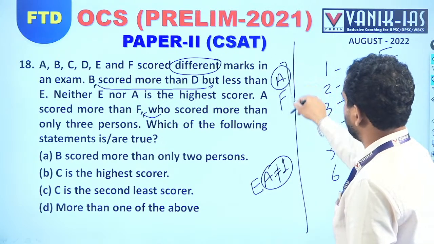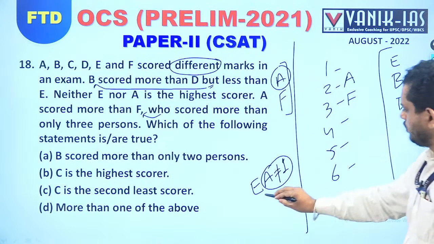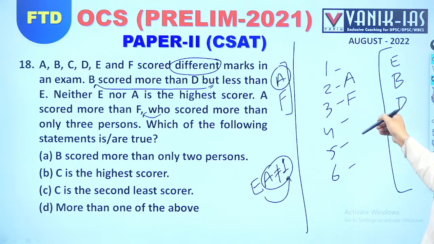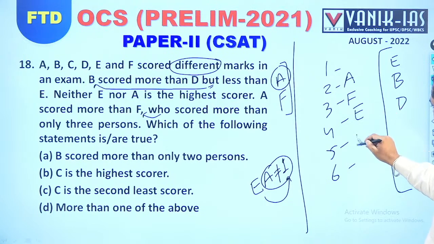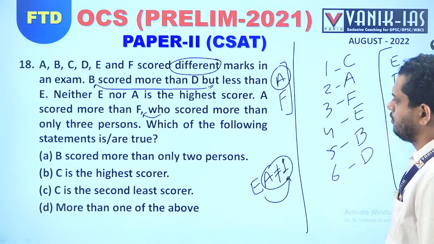This order has completed now. E is not equal to 1, you can see over here. And having different scores, of course, we have to go for E, B, D in this order. Now, A, B, C will be in the top.